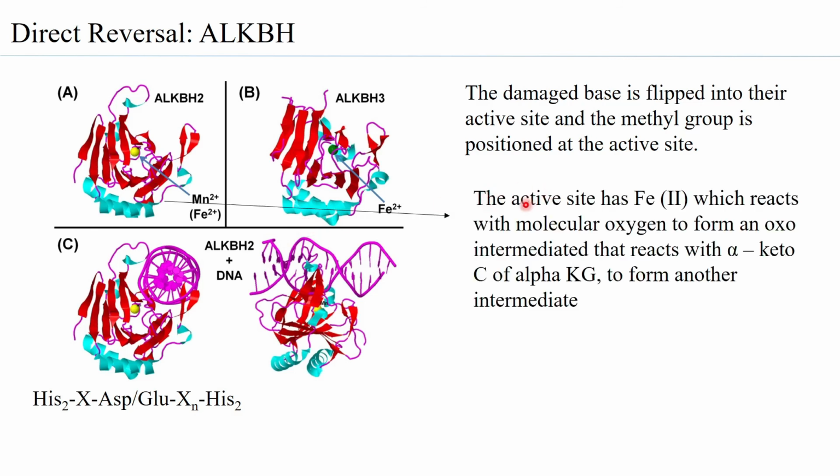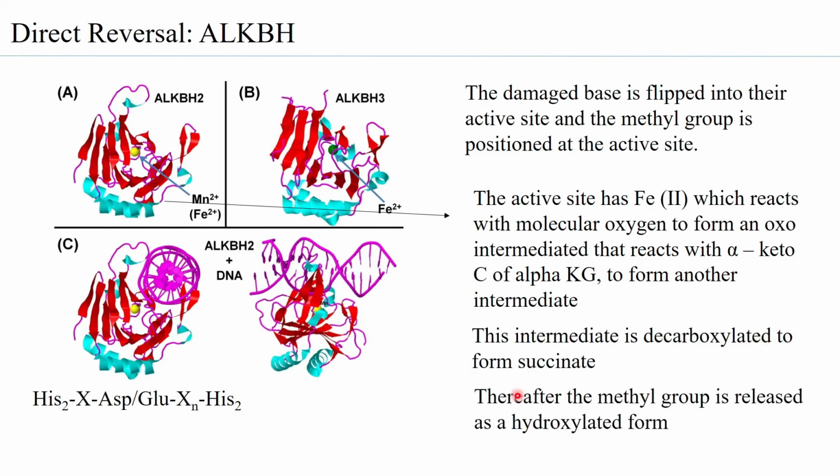Now, the active site, which has an Fe2+, is able to bind to molecular oxygen to form what is called an oxo intermediate. That oxo intermediate reacts with the alpha ketocarbon of the alpha ketoglutarate to form another intermediate, and in lieu of forming another intermediate, it releases succinate and carbon dioxide. Thereafter, another intermediate is formed, and from that intermediate, one gets a methyl group which is hydroxylated. So the final product that is released is a hydroxylated methyl group.